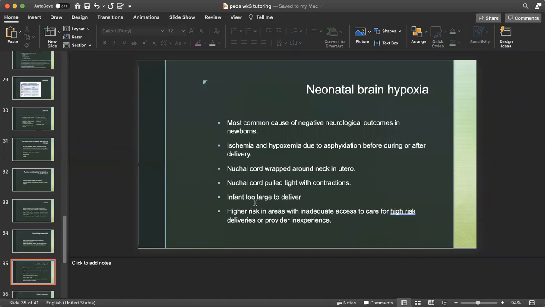For an infant too large to deliver, that could be a mom with gestational diabetes, so an LGA baby, or the umbilical cord wrapped around the neck. I know you guys have probably heard about that before. So just keep those things in mind. Those are what could cause brain hypoxia in infants.